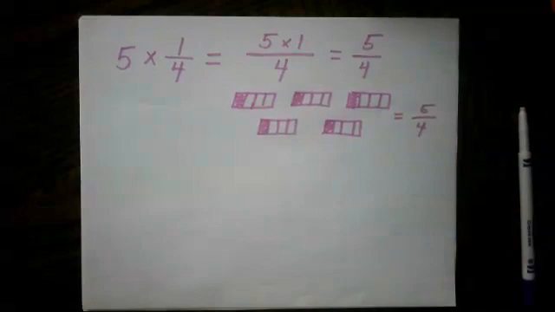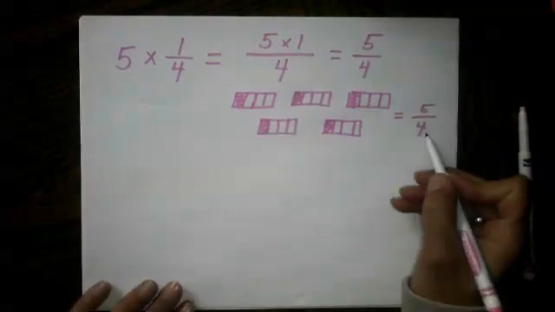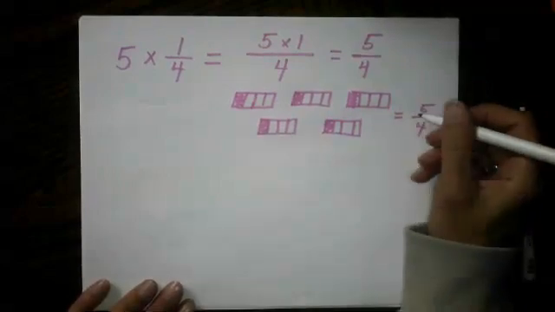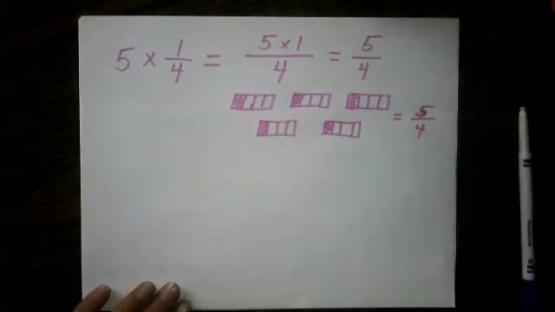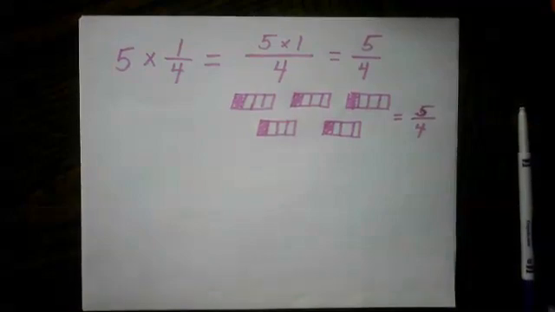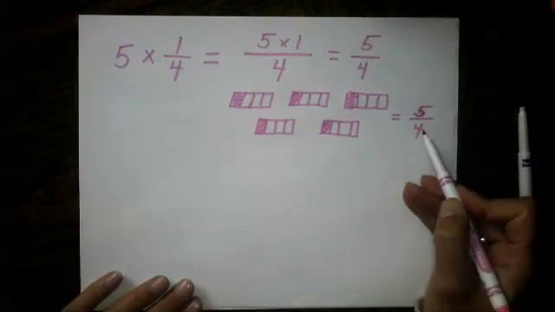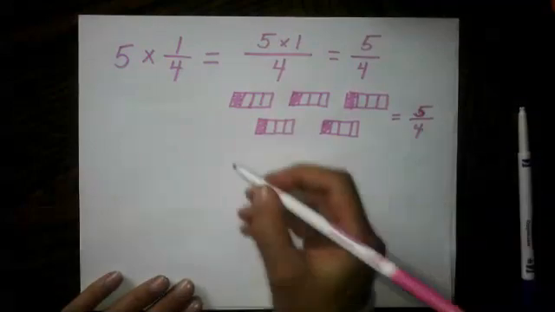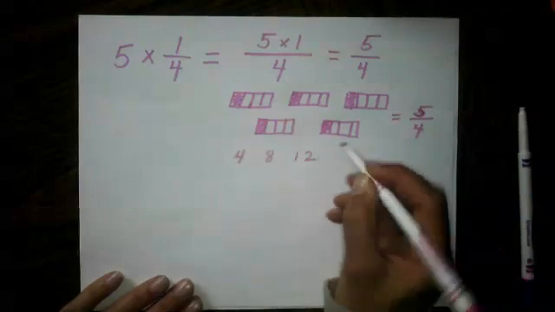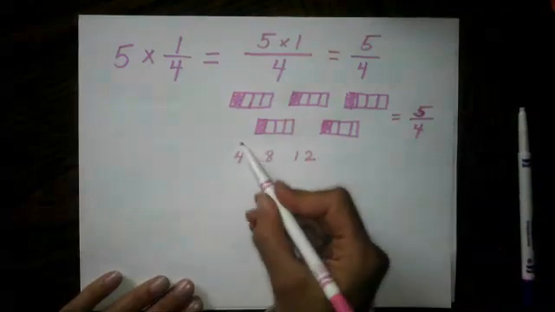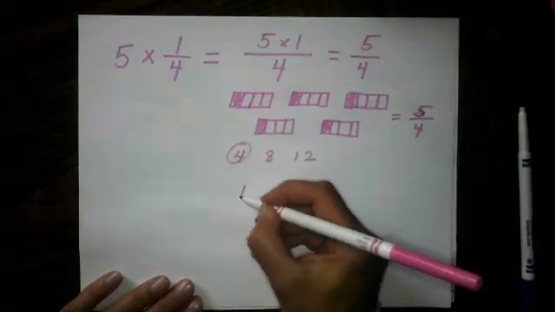Now I need to think about converting this improper fraction, 5/4, into a mixed number. Make sure you know that's a 5 there. I'm going to use a different strategy this time. I know I can get one group of 4 out of 5. If I skip count by 4: 4, 8, 12. Whoa, I'm already over 5. I can only get one group of 4. So my whole number is 1.